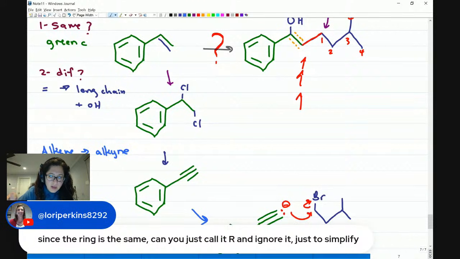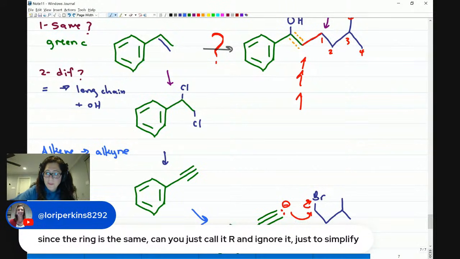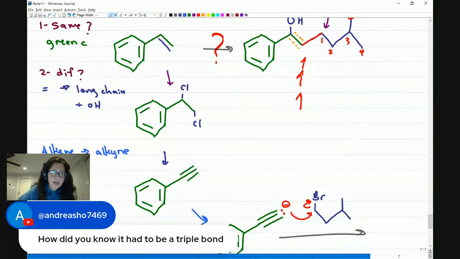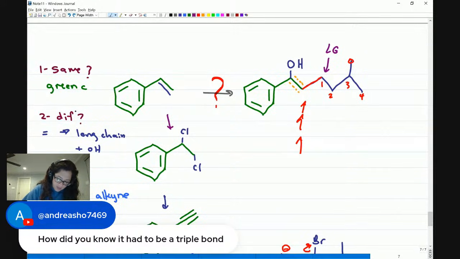Since the ring is the same, can you call it R and just ignore it to simplify? Yes, absolutely. Big R. Don't worry about it. Life just got so much easier. How did you know it had to be a triple bond? Because I have a chain elongation. So anytime the carbon chain grows, that question is, how does it grow? In Orgo 1, alkyne is the only way you've learned to do that. And so the question is, where was that alkyne? That alkene, these are my 2 carbons. If I have something here, then it had to be an alkyne that I was able to react, grow, and I'm just kidding.